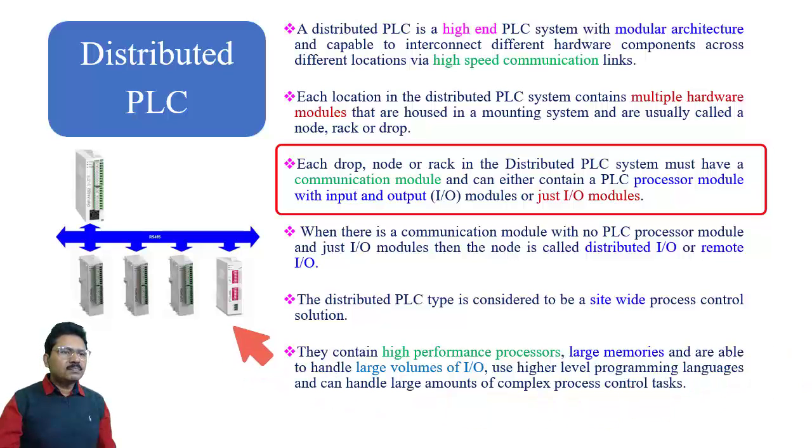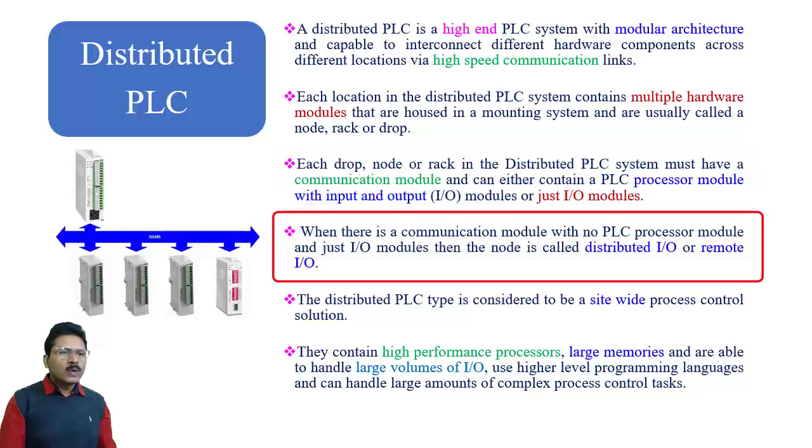Say this is a particular rack or drop or node. No doubt this must have a communication module to communicate with other modules. This node, drop or rack might have the processor with the input-output modules, or it will have just input-output modules. It means in the drop, node or rack the processor might be there or might not be there. When there is a communication module with no PLC processor module and just I/O modules, then the node is called distributed I/O or remote I/O.